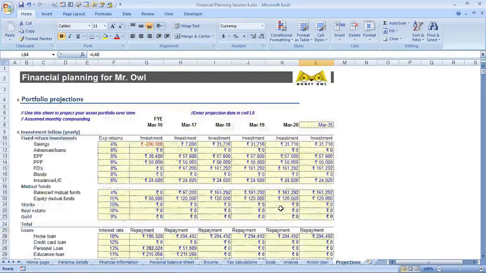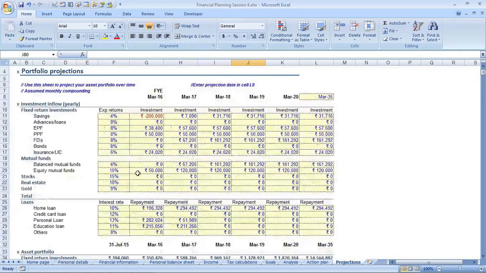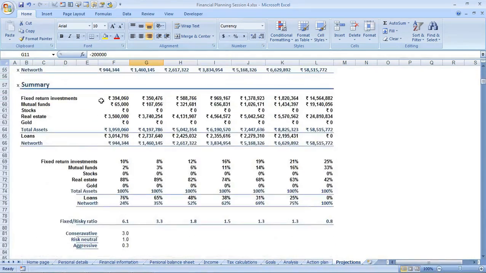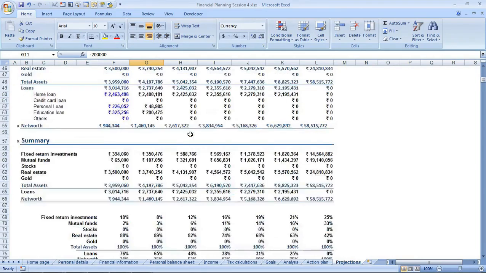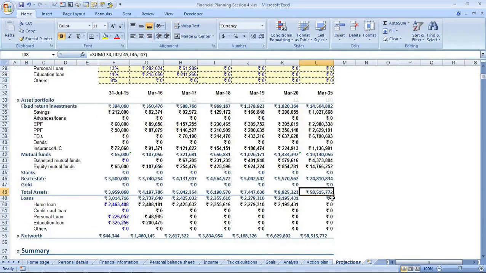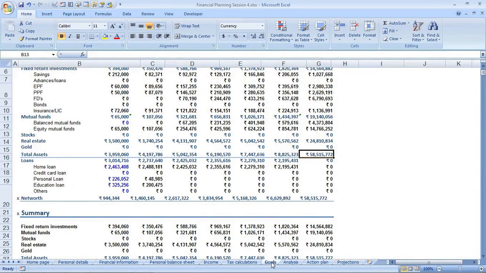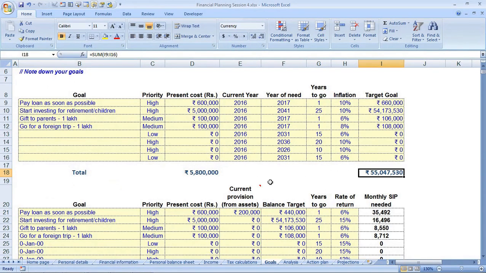The additional surplus which he might generate over time, he can use for building surplus further, or he can add more goals here. You can use this projection sheet to map out your short-term goals. Probably mapping out 10 years would be very difficult, but at least you could map out the next 5 years, how your investment inflow would be and what would be the corresponding effect on your asset portfolio. You could also use the longer term projected investment to see how your portfolio will increase. So in this case, by 2035, his assets will grow to 5.8 crore against his target of 5.5 crore.